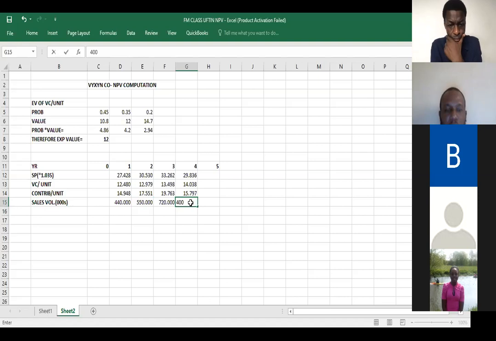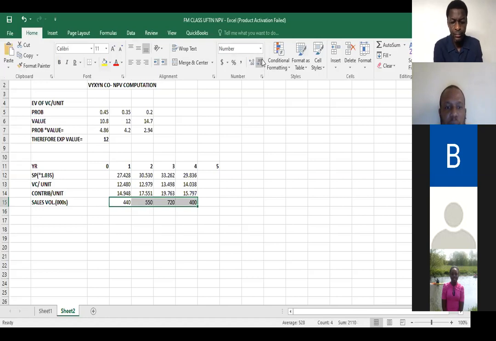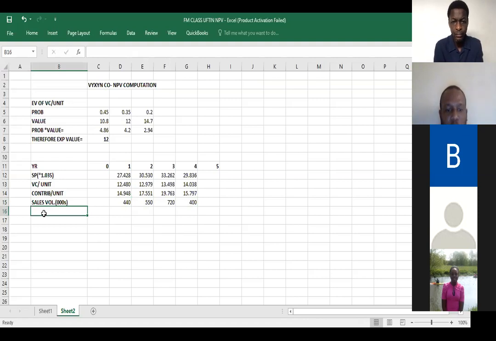Okay, so I don't like this 0.0 anything. Okay, now from here we can get our total contribution. Our total contribution is equal to this multiplied by that. So we get that figure, and so we can have it for all the years.